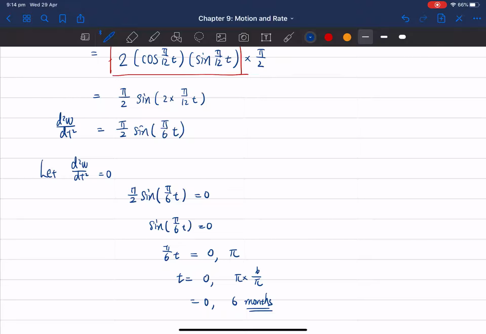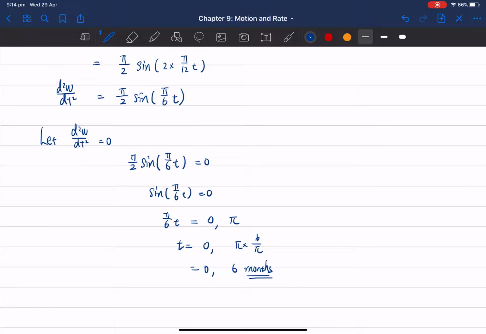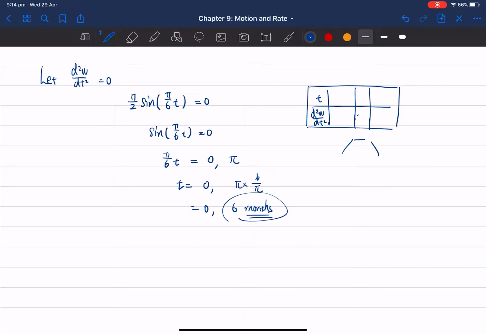To save time here, I'm not going to do that, but you do need to either use your table of values to check the nature of the stationary point, or you can use the third derivative to check the nature of the turning point as well. But what we want is a maximum turning point. So when t equal to 6, that gives the maximum flow rate.